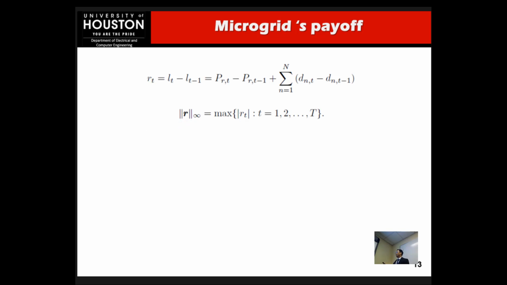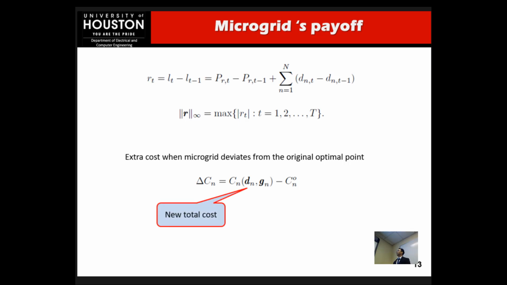So now we want the microgrid to reschedule to compensate for the net load. In our work, we want the microgrid to help the system to reduce the peak ramp. But when the microgrid deviates from the original optimal point, it incurs an extra cost, and we can calculate it in this equation. So this is the new total cost of the microgrid when it deviates from the original optimal point.